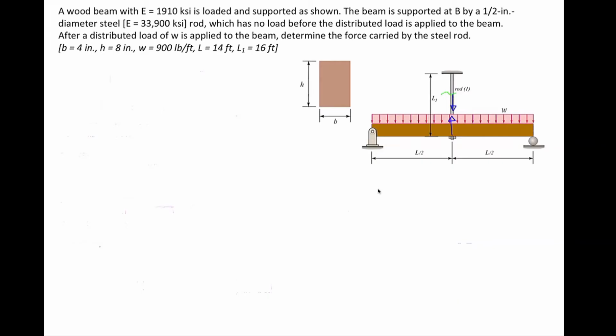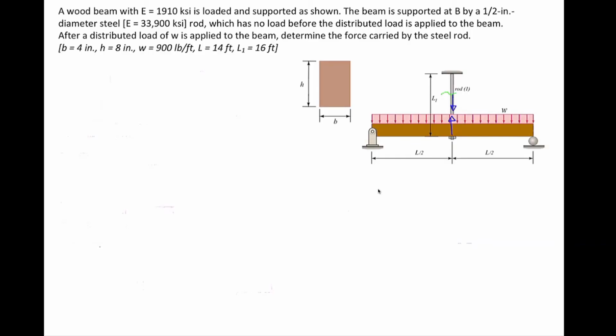In this problem, there is a wood beam with the modulus of elasticity of 1910 KSI, which is loaded as shown in this figure, and it's also supported by a rod with a diameter of 1/2 inch. The modulus of elasticity of the rod is also provided. We want to see how much would be the value of the force that is supported by that rod after the beam is being loaded by a distributed load of W.